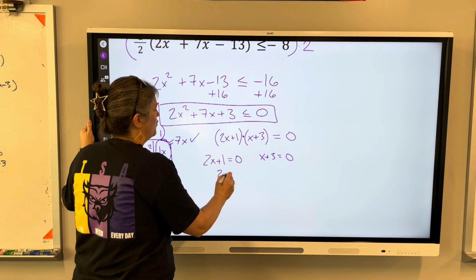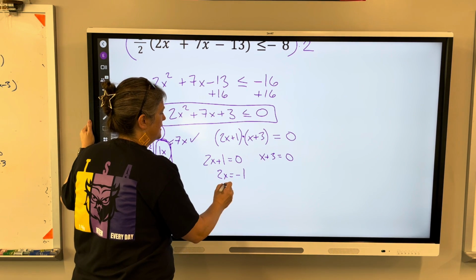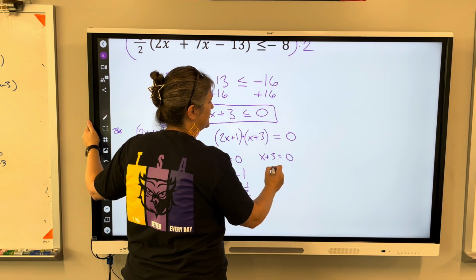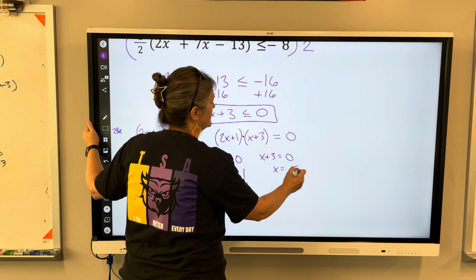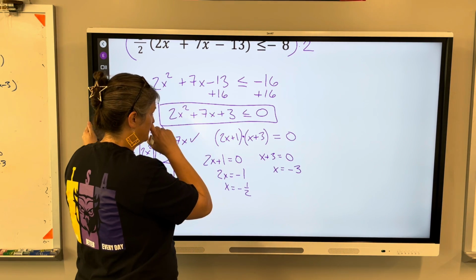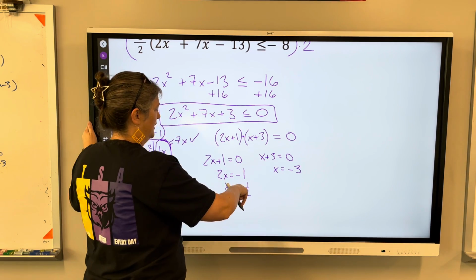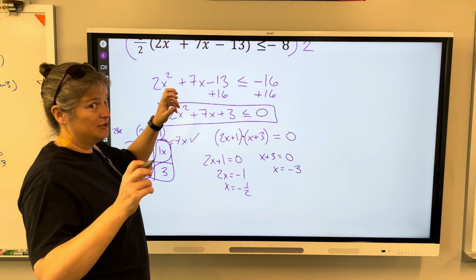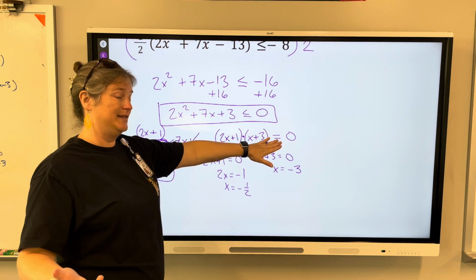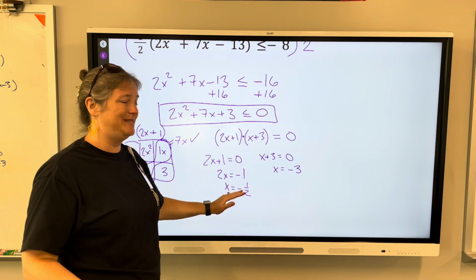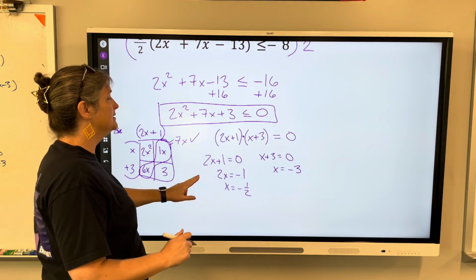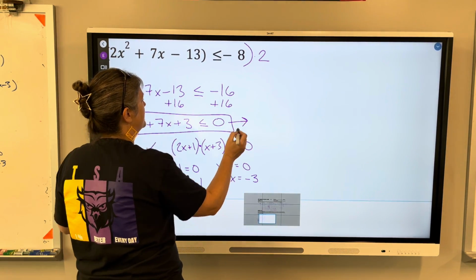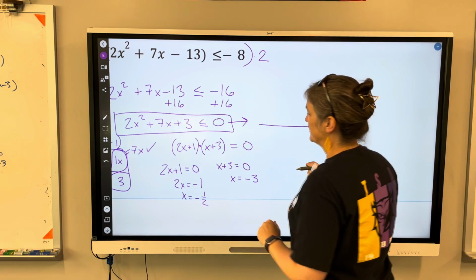I'm going to subtract 1 to get 2x equals -1 and x equals -1/2. The other way, I'm going to subtract 3 from both sides and get x equals -3. So it appears my solutions are -1/2 and -3. Now, that's not the solution interval because I've only solved where it is equal. These are my real zeros. Real zeros are important. I'm going to sketch this scenario on an x-axis.